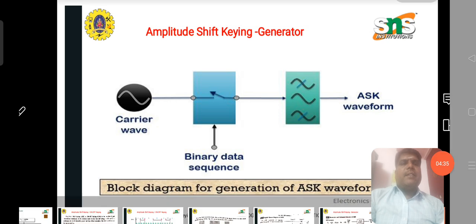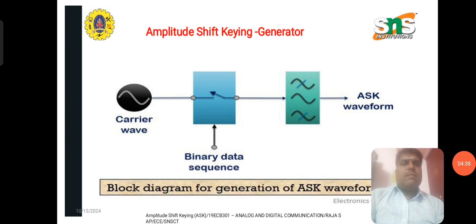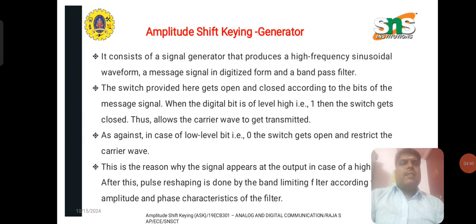Next I am going to discuss the generator of ASK. It consists of a signal generator that produces a high frequency sinusoidal waveform, a message signal in digitized form, and a band pass filter. The switch provided here gets opened and closed according to the bits of the message signal.